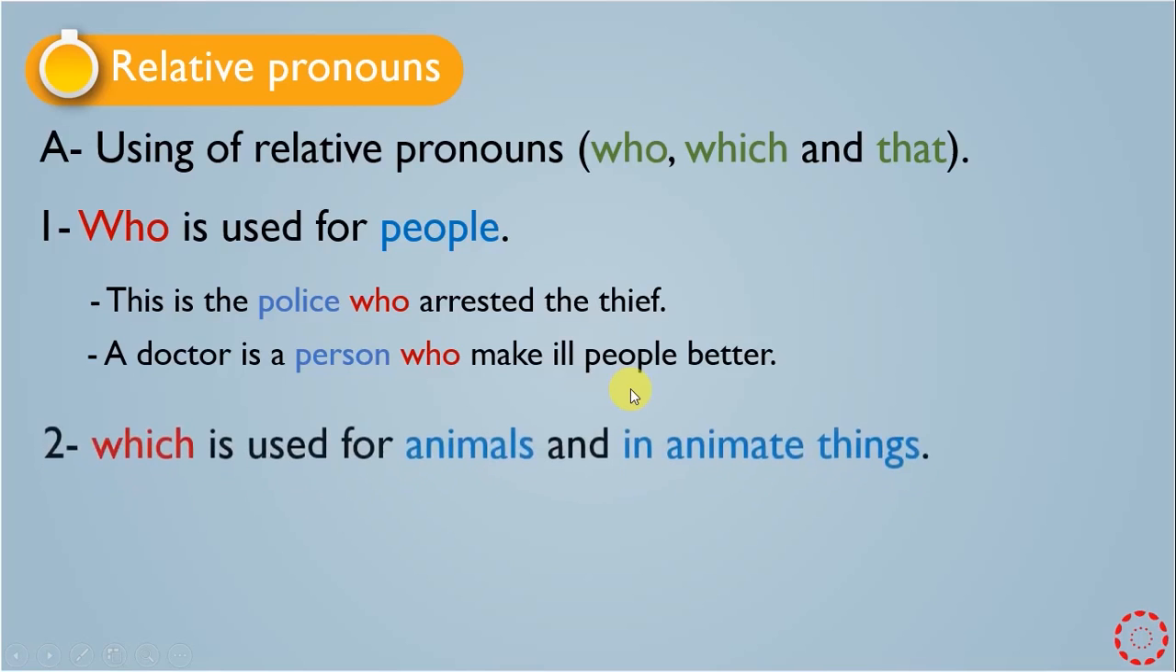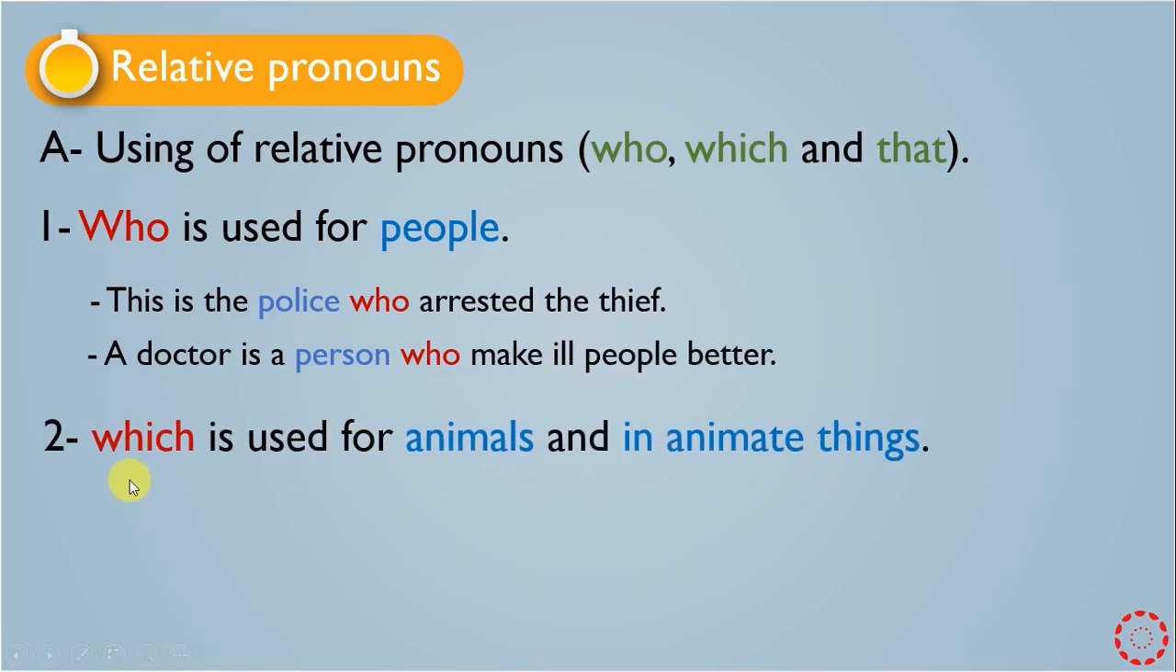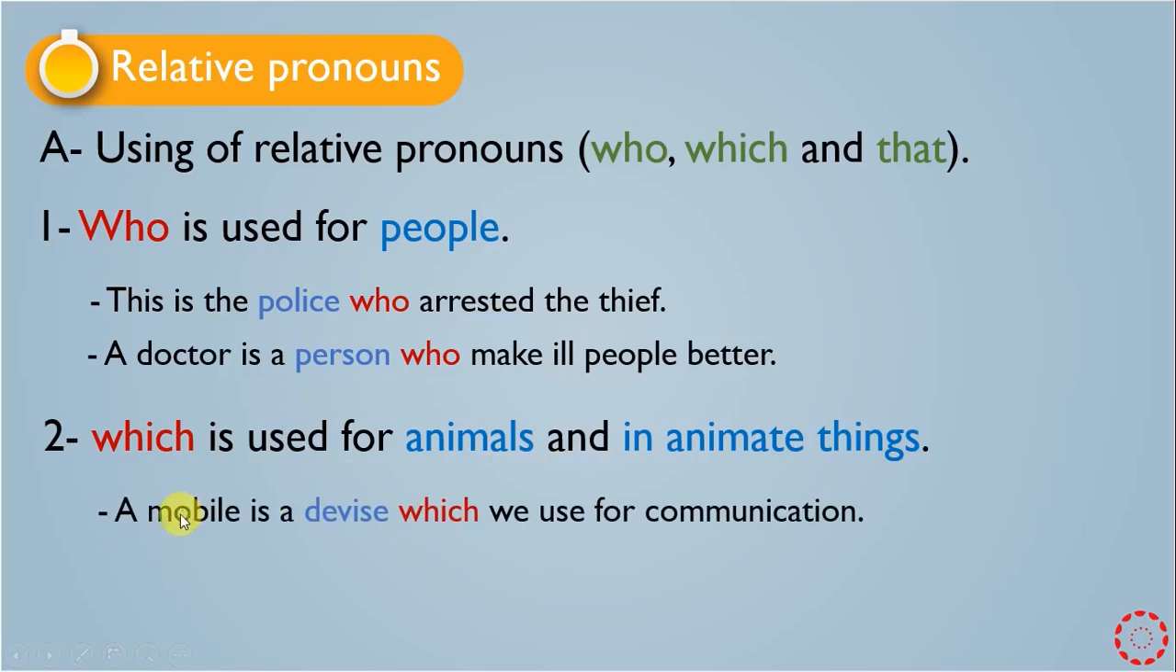The second relative pronoun is which. We use which for animals and inanimate things. Look at this example. A mobile is a device which we use for communication.